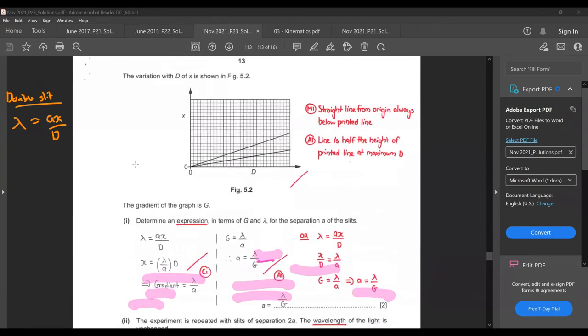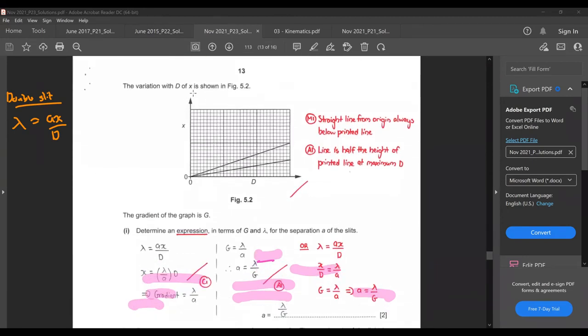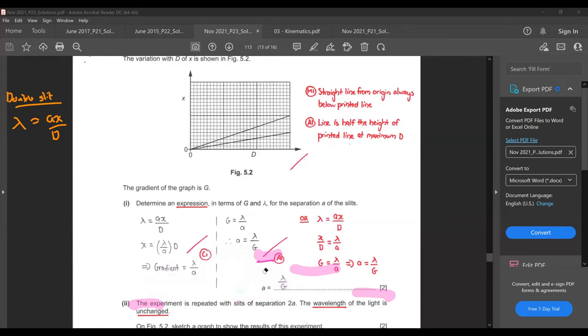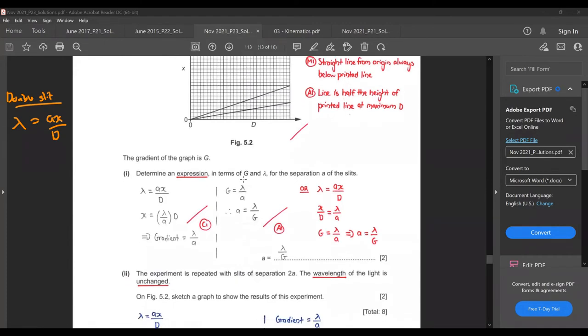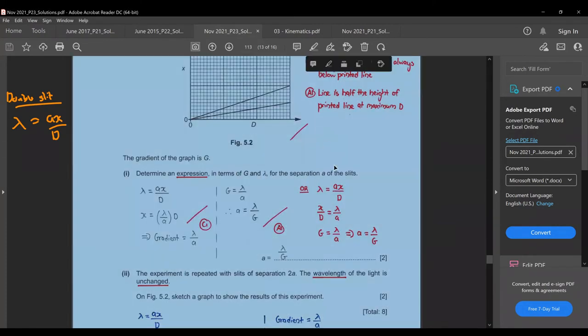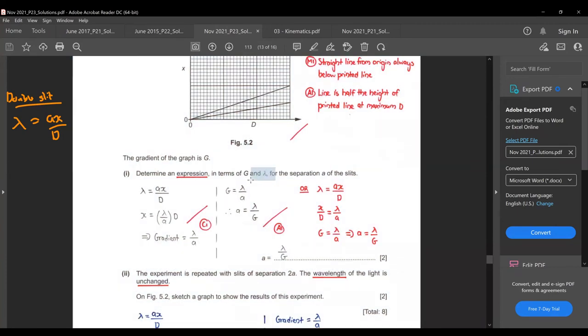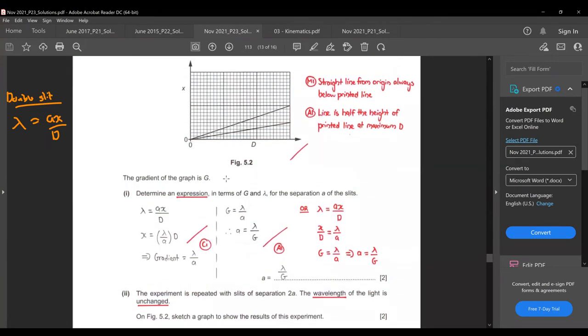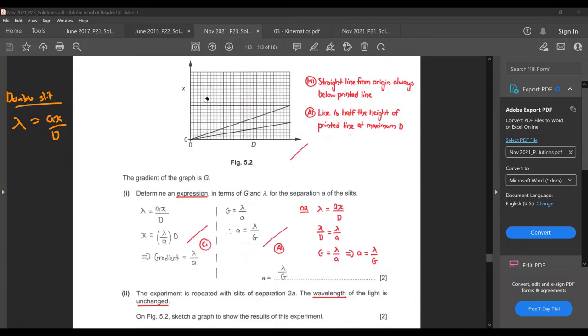Okay, so from the question, we know a few things. They tell you that the variation of x with D is as shown in this figure. The gradient of the graph is G. Determine an expression in terms of G and lambda for the separation a of the slits. Now this graph here, originally, I believe it is this one. Your current question probably doesn't have the second line there, if you haven't done it yet. I believe this was the original line. Find an expression for a given this graph here.